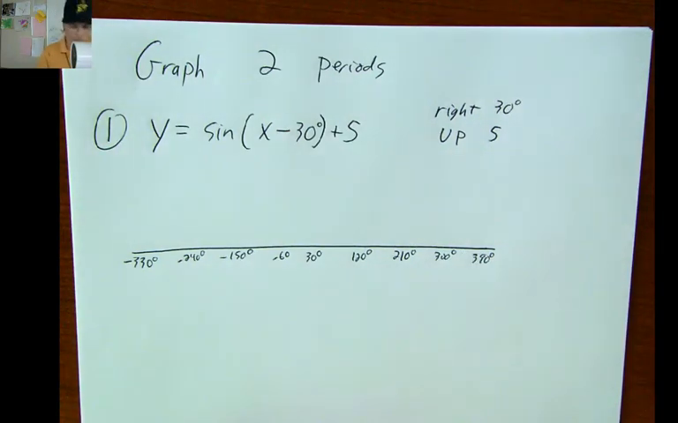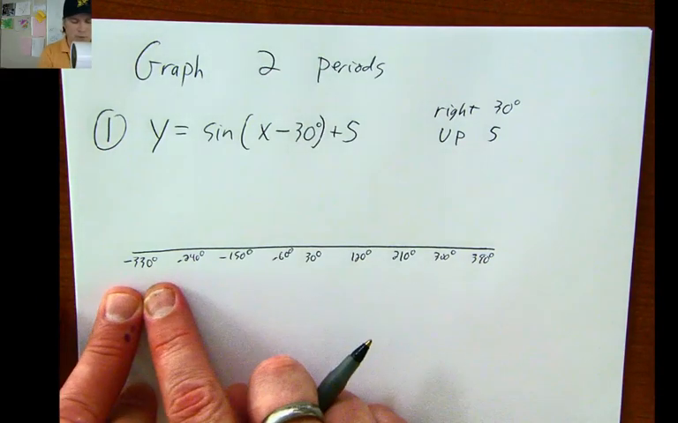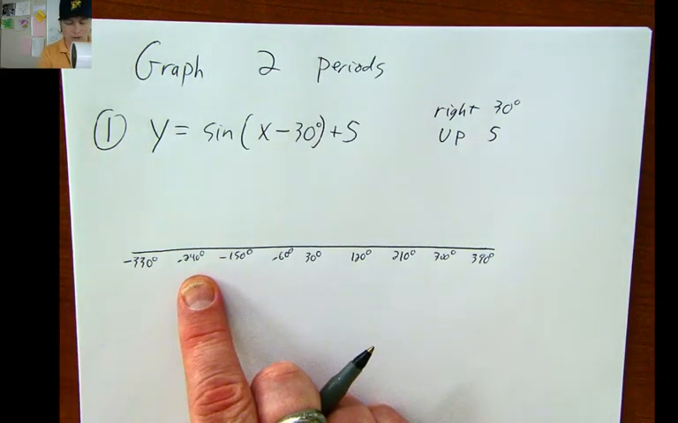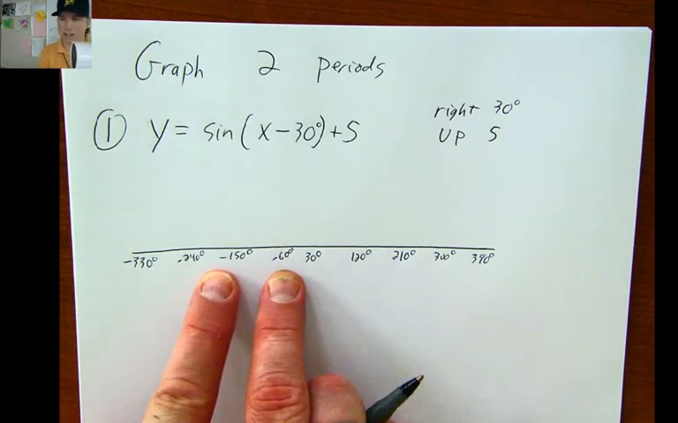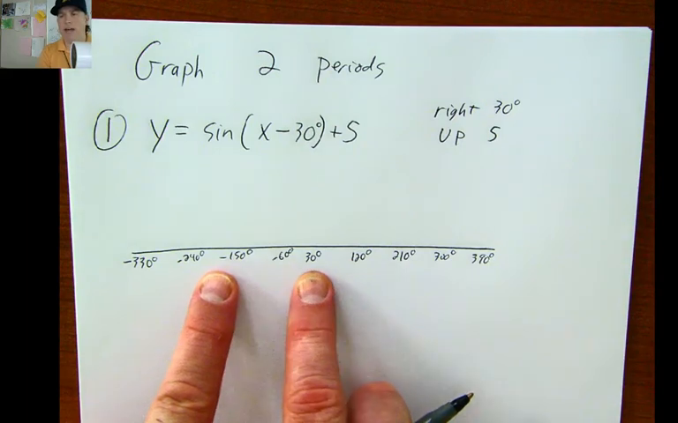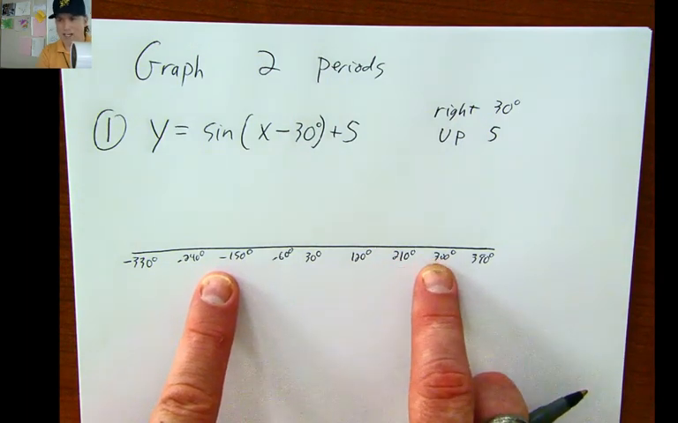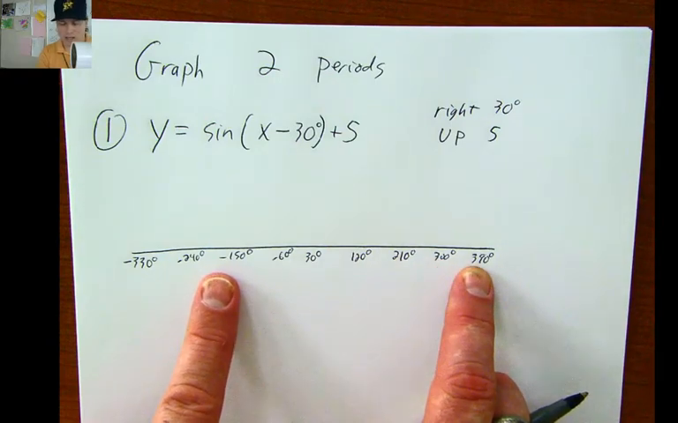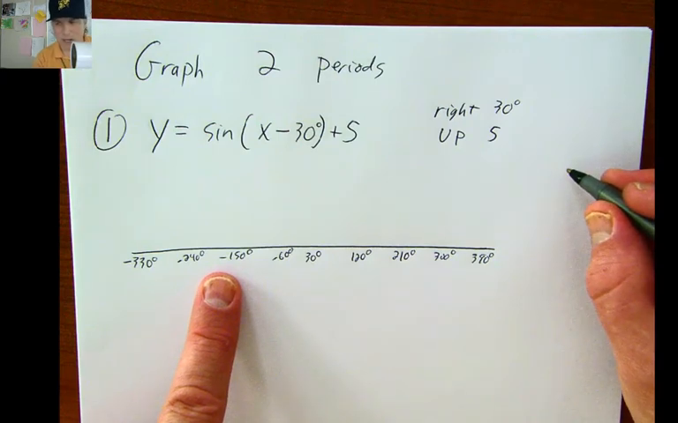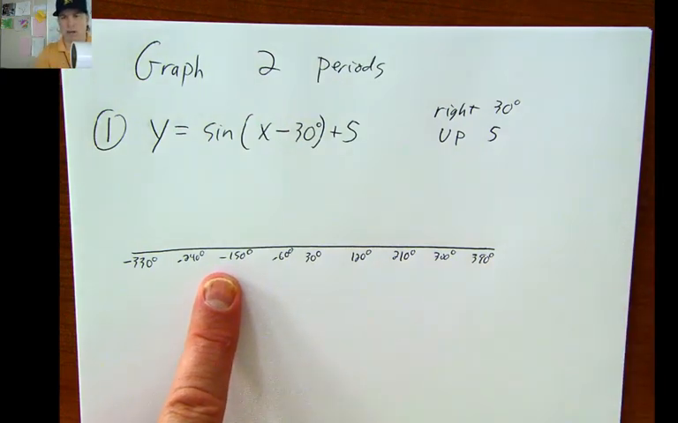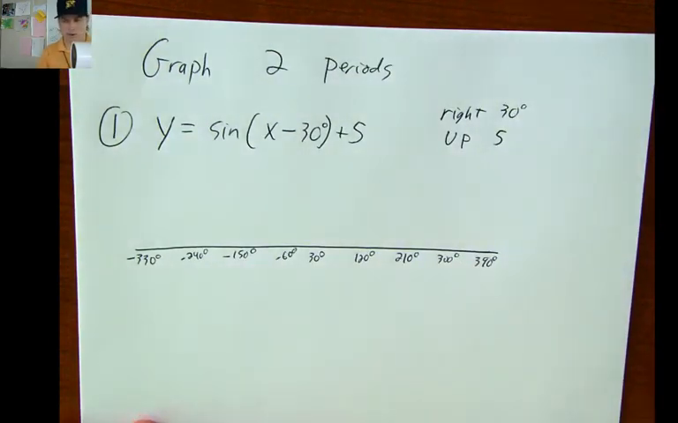And because of all of that, these should all be the same distance apart. Negative 330 to negative 240, that's 90 degrees. If I add 90 degrees, I get negative 150. If I add 90 degrees, I get negative 60. Add 90, you get 30. Add 90, 120. Add 90, you get 210. Add 90, you get 300. Add 90, you get 390. What you could do there is you could do the period divided by 4, because you're breaking it up into 4 zones, which tells you that each of these benchmarks should be 90 apart.